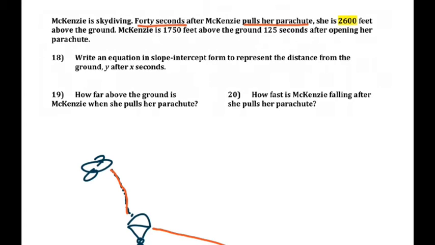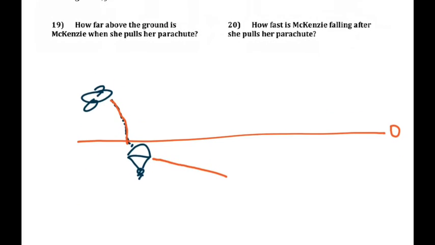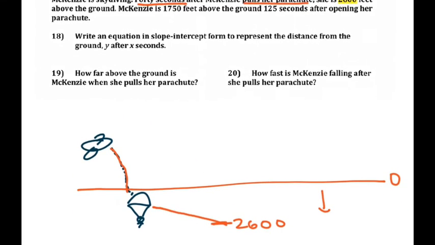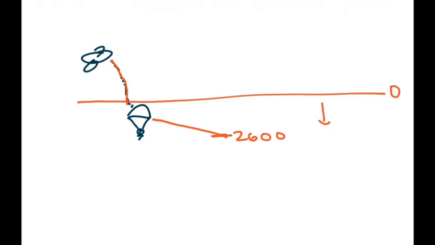Okay, so the question is, 40 seconds after she pulls her parachute. So this is where we start our time. This is time 0. So once we go to 40 seconds down here, she is at 2,600 feet above the earth. Then, at 125 seconds, she is 1,750 feet above the ground. So, a couple minutes later, she's still above the ground, so she's floating down pretty slowly. I don't know if that's actually realistic. I've never skydived, but that's where we're at.